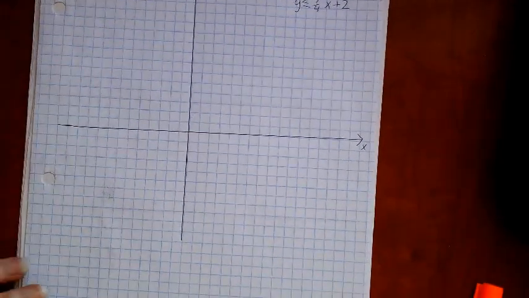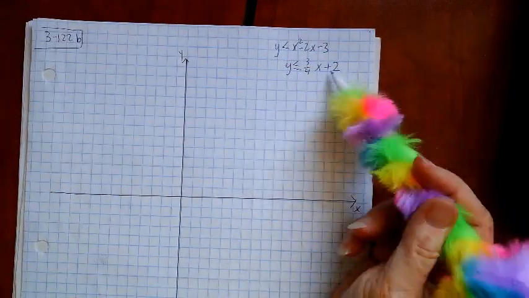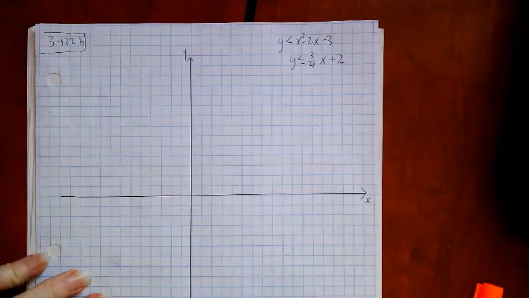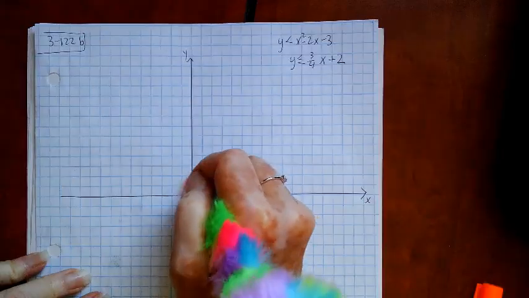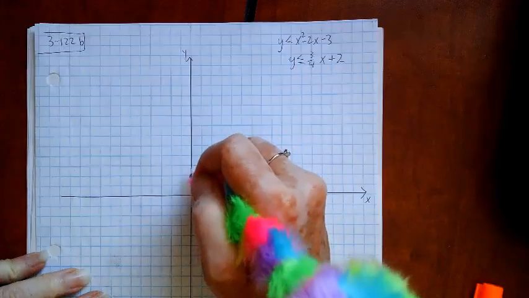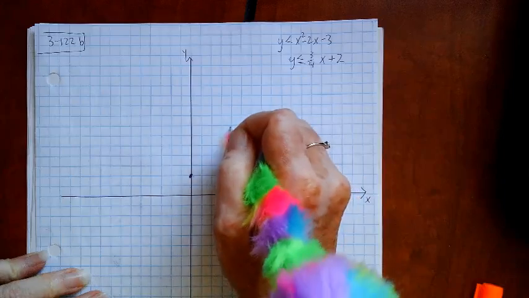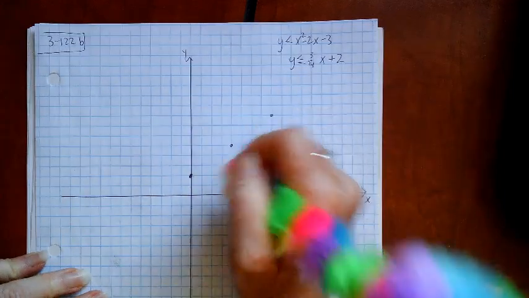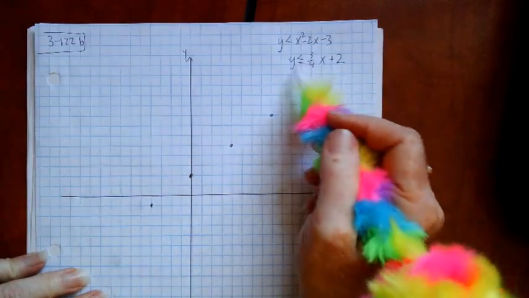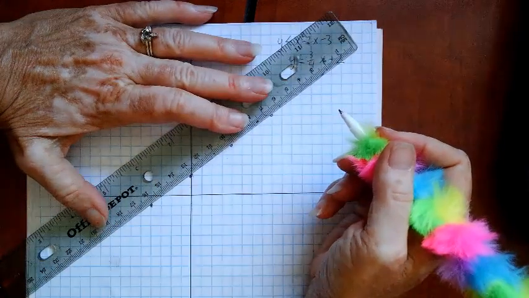Now let's do, okay, that was 5 minutes, so we've got enough time to do 3-122b. It has these two. This is a parabola, and this one's a line. So I'm going to graph the line real quick because that seems like an easy thing to do. It has a y-intercept at 2, and a slope of 3/4. So it's going to go up 1, 2, 3, over 1, 2, 3, 4, like that. And I see that it's going to be a solid line. So I'll just put that in there.